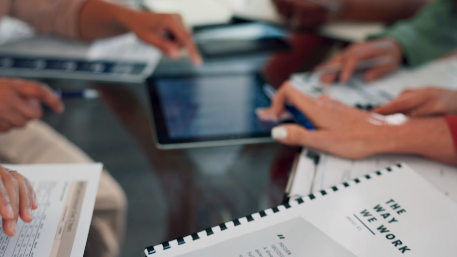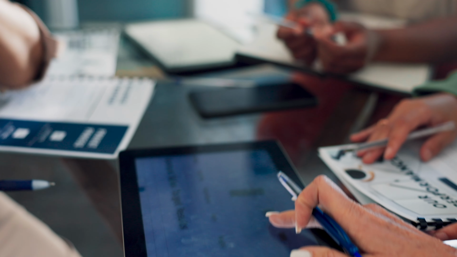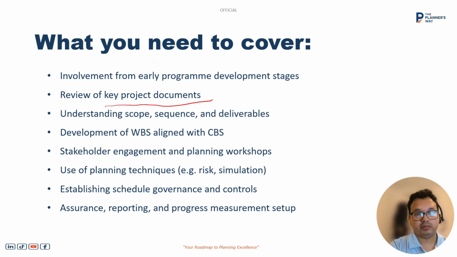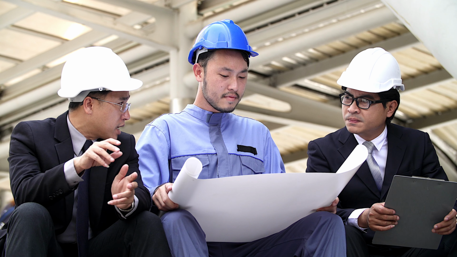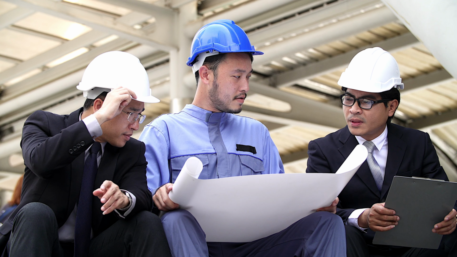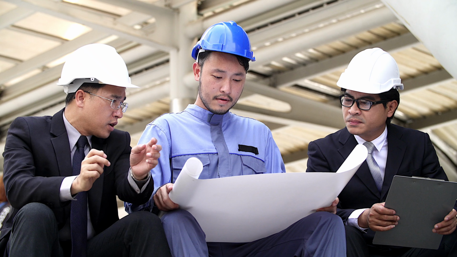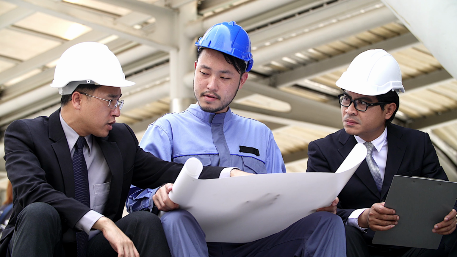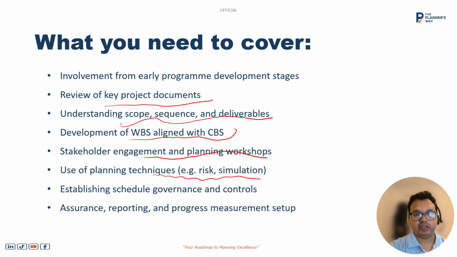For that, we need to review some key project documents, the business case, or the drawing BOQ, based on the project requirement. We need to understand the scope, sequence and deliverables. We need to develop our WBS that should align with the CBS, cost breakdown structure. We need to engage our stakeholders, and a planning workshop needs to be conducted so that we are on the same page and the stakeholders are aware of the durations.